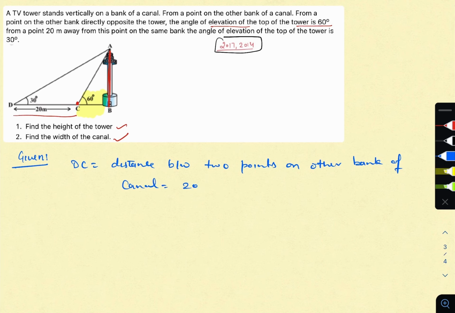This is given how much? 20 meter. And the angle of elevation, or you can write the name directly like angle ADP is given 30 degree and angle ACB is equal to 60 degree.